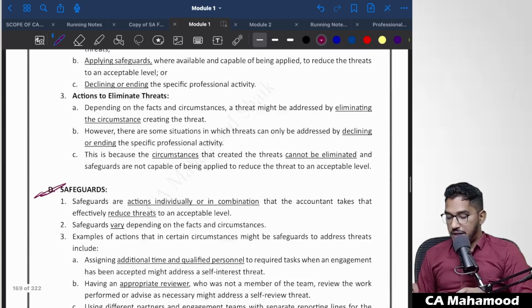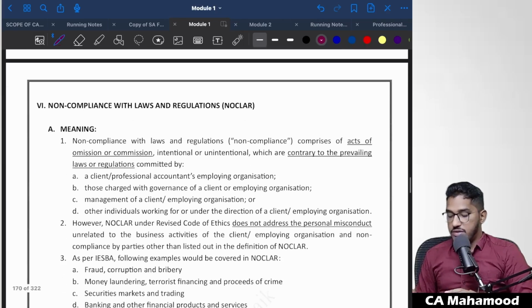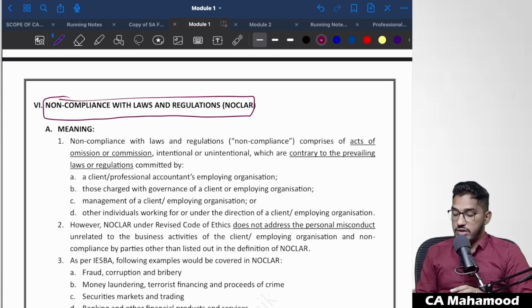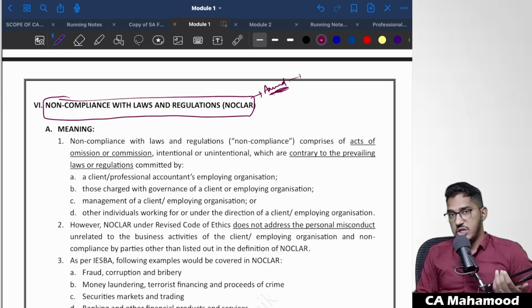There is one more small part from the code of ethics. In the code of ethics, there is one more thing which has been newly added: non-compliances with the laws and regulations. This is an amendment, newly added in the syllabus, so very important from the examination perspective. Since it is newly added content, it is highly important in the examination. So let us see what that is.